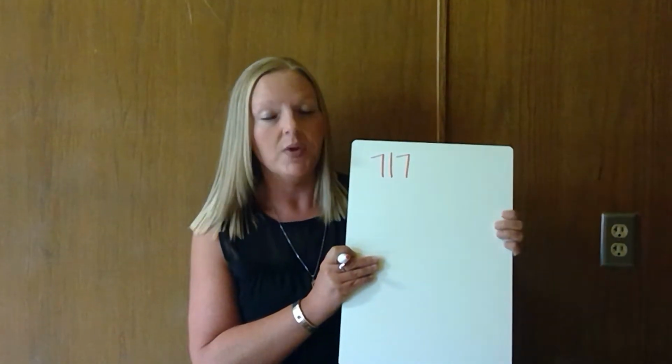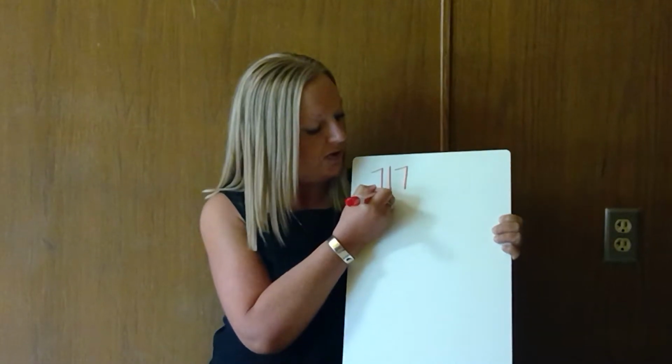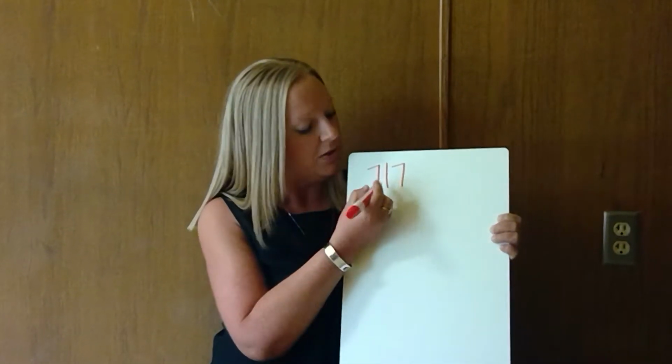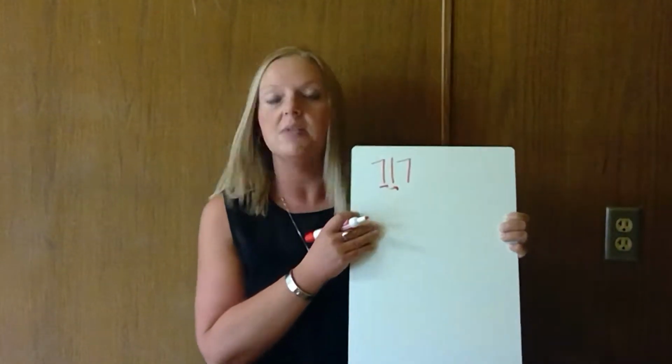The first number that we're going to start with is 717. Whenever you do rounding, always underline the place value that you're going to be rounding. So we're going to underline the 7. You need to look to your neighbor. My neighbor happens to be a 1.